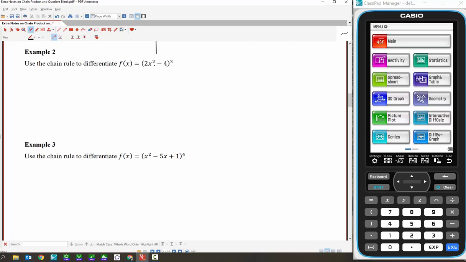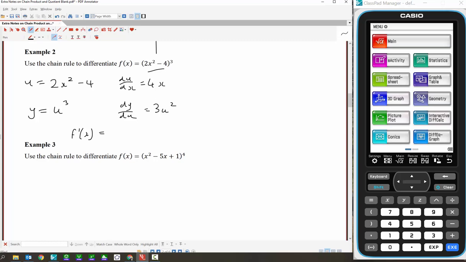So the first thing is to spot the inner function to the power of 3. So we'll call u our inner function, and y equals, so this becomes u to the power of 3. Right, so let's get du dx equals 4x, and dy du equals 3u squared. Right, so to get f dash x, the derivative, we multiply them together, and we'll do a u substitution at the same time.